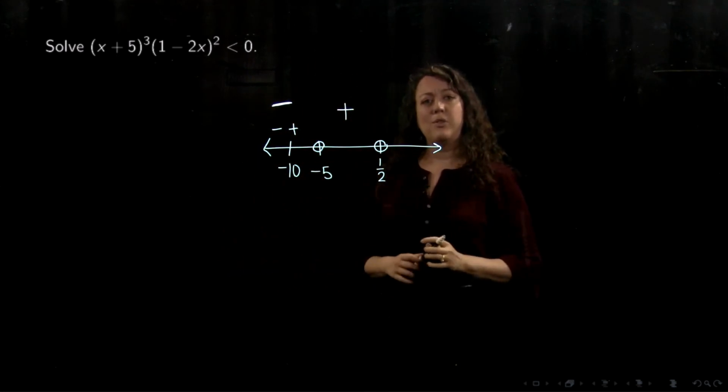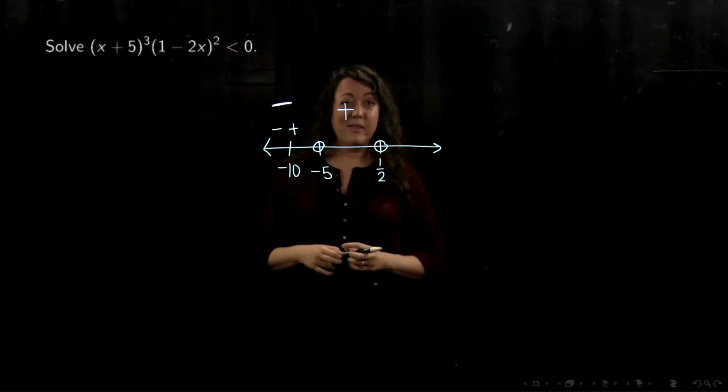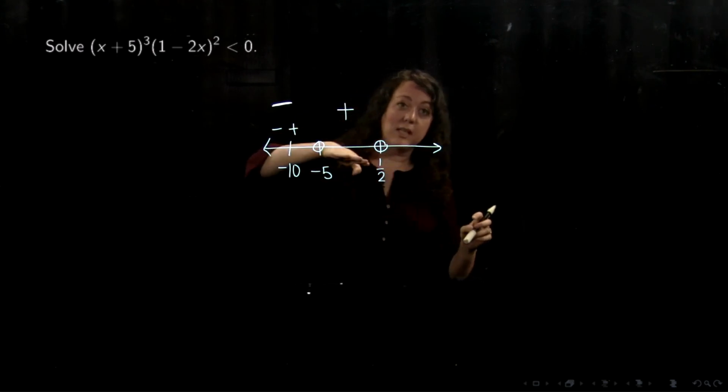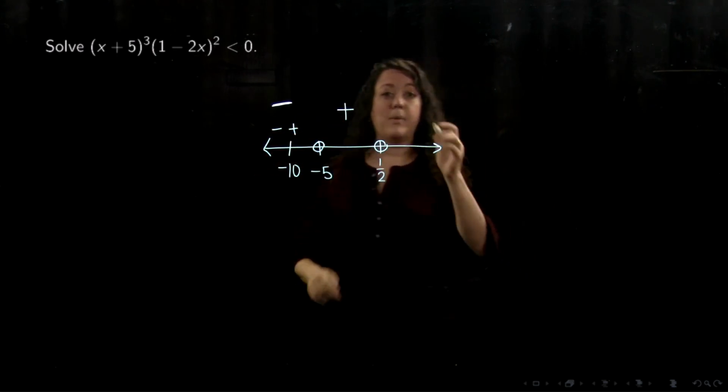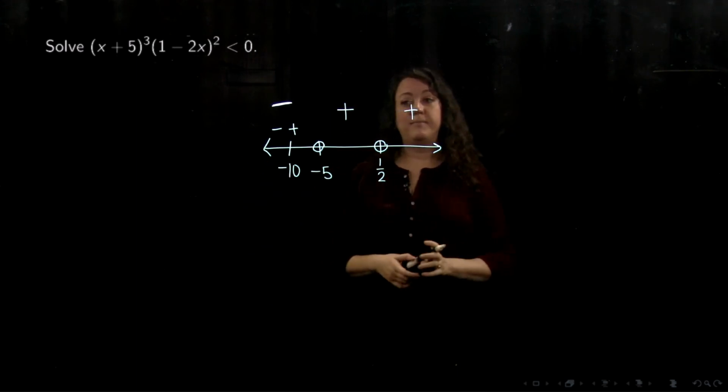What about (1 - 2x) squared? What does the squared mean? That's an even multiplicity, which means it's going to bounce. So it's going to be positive. It's going to come down to the x-axis, bounce, and stay positive. So my graph goes negative, positive, positive.